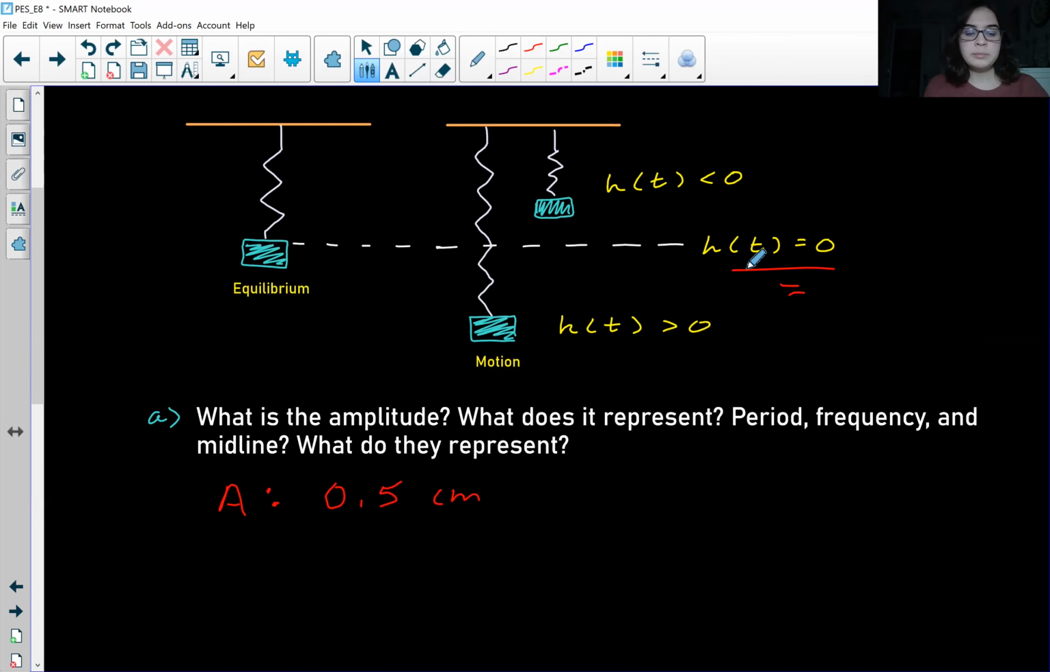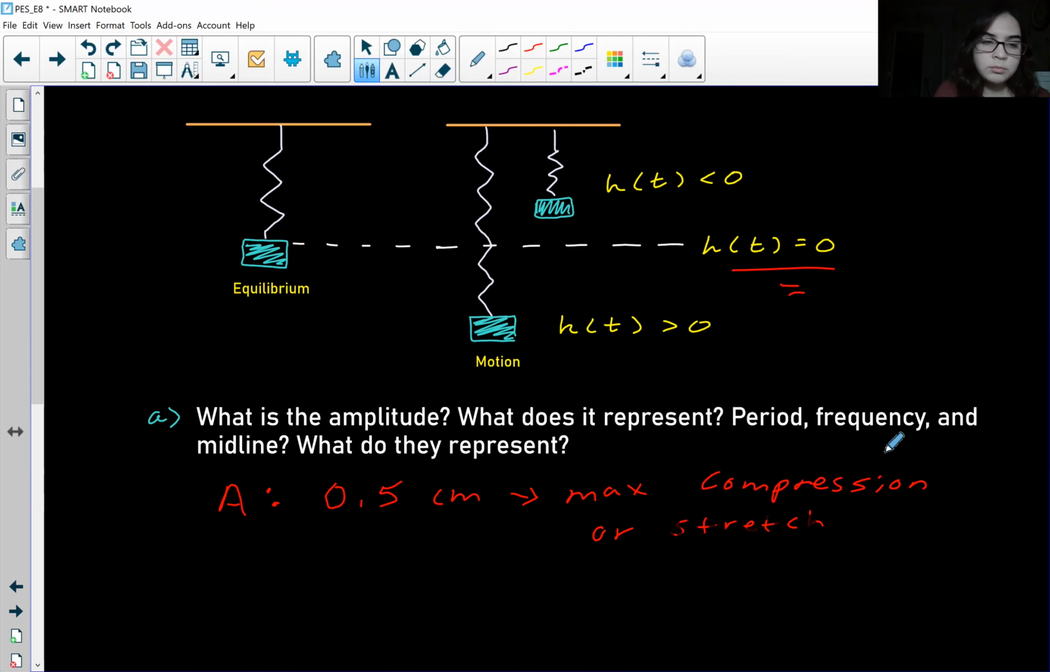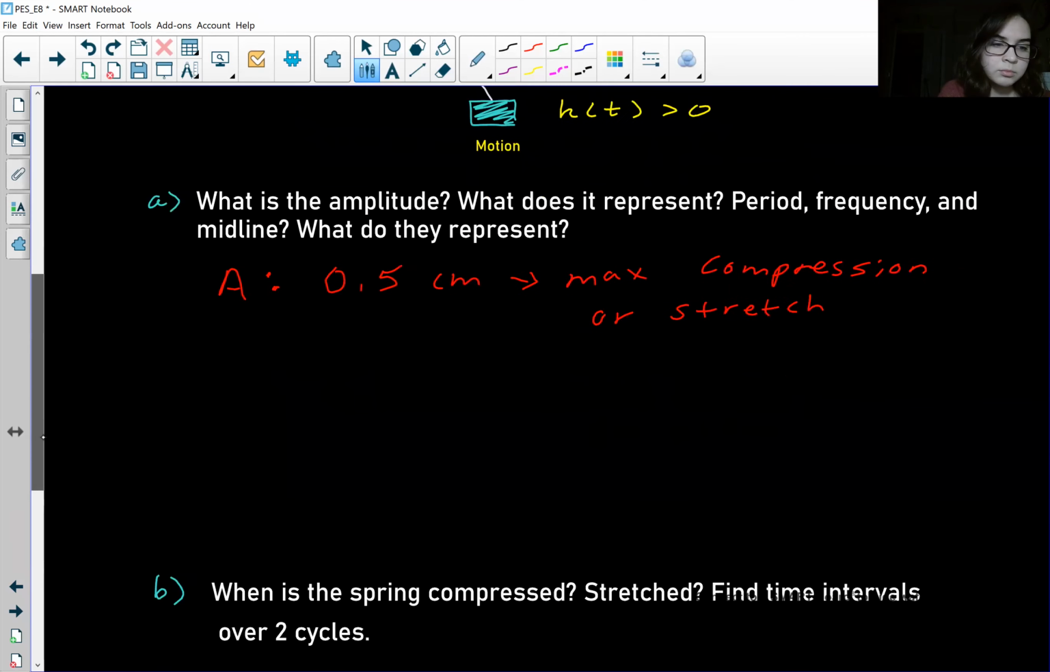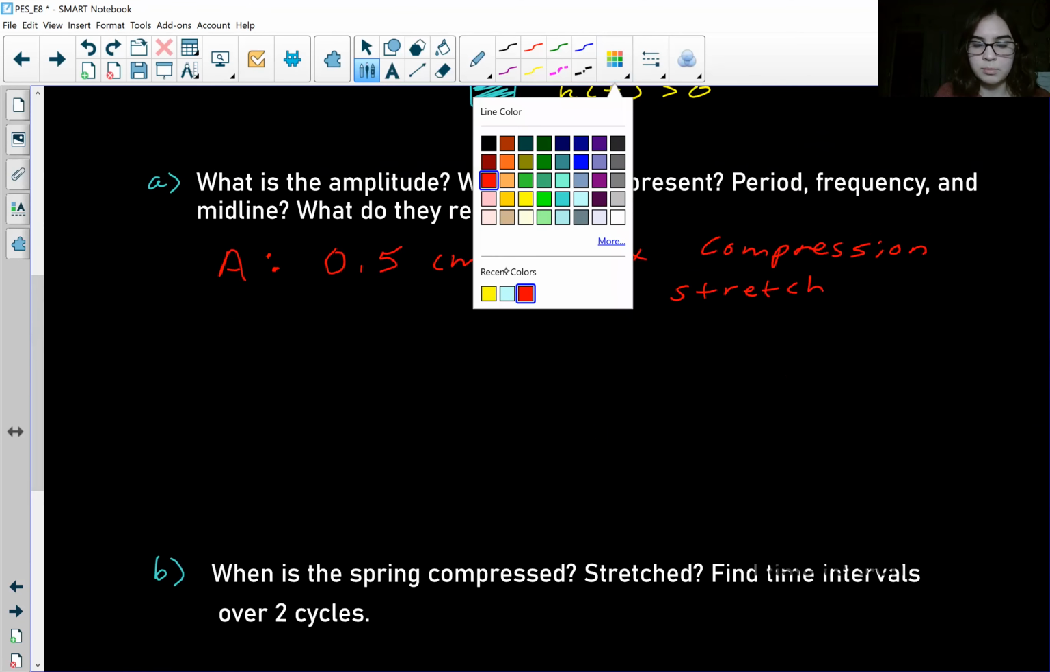So we can say, let me try to write this, maximum compression or stretch. I'm going to use a different color.